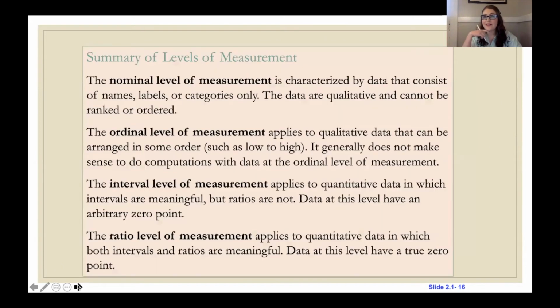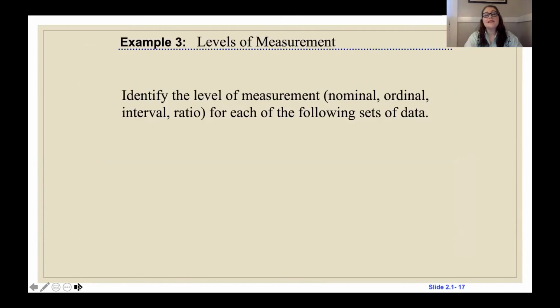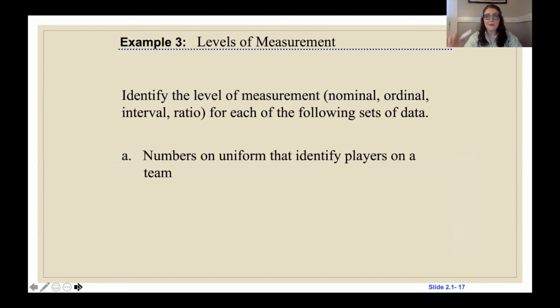So here's a summary of the 4 levels of measurement, just to help you keep them clear in your mind. So let's identify the level of measurement as nominal, ordinal, interval, or ratio for each of the following sets of data. The first thing I like to do is determine, okay, is this qualitative or is this quantitative? Because if it's qualitative, I already can cross out 2. If it's quantitative, I can cross out the other 2. So let's take a look at this.